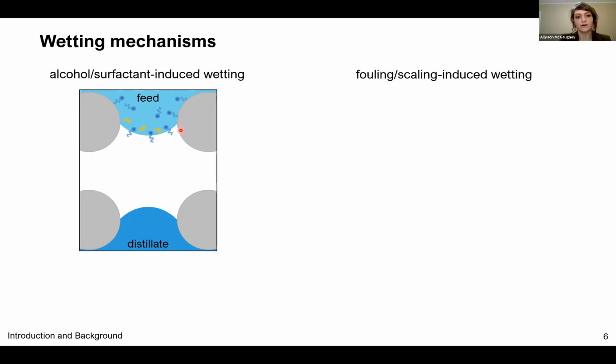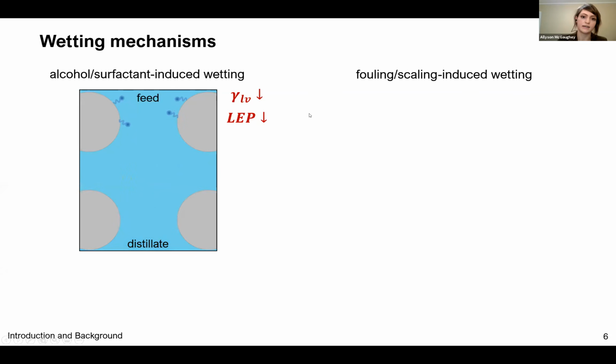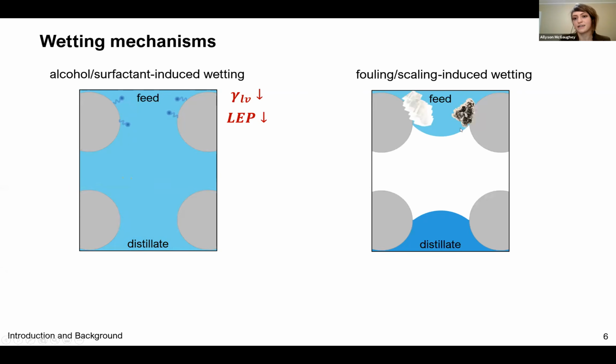So if surfactants or alcohols are present in the feed solution, they can accumulate at the feed-vapor interface due to concentration polarization, which results in a lower surface tension of the feed, which reduces the LEP and can drive wetting. If fouling or scaling occurs, then crystals and foulants can deposit or grow on the membrane surface, which can reduce the effective hydrophobicity of the membrane, which reduces LEP and can drive wetting.